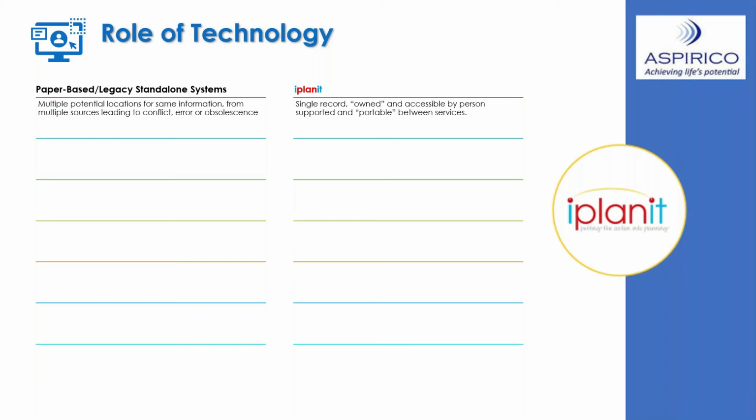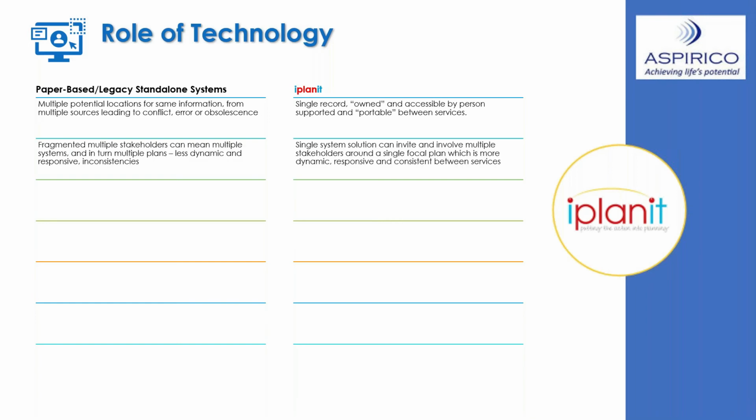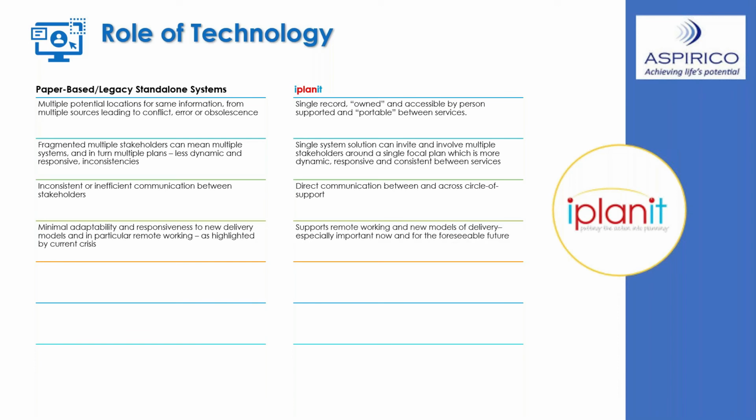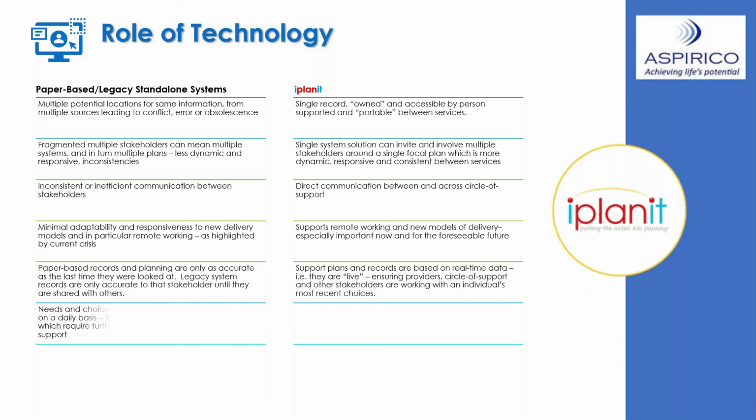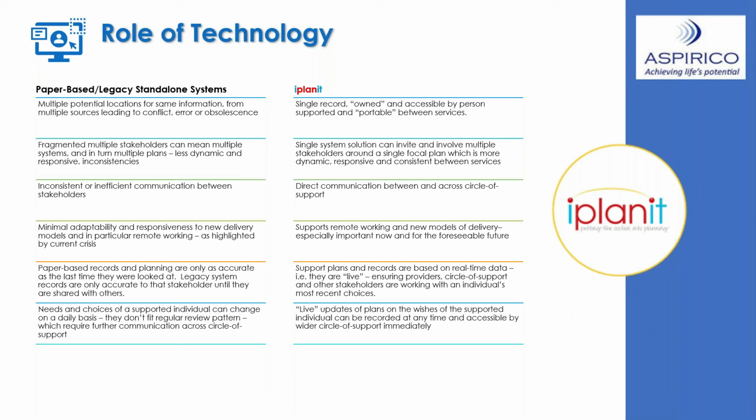This means that it's their support plan. It's not a support plan that fits a provider's particular needs, and then you just have to repeat that information. It means it's portable between various services. Also, iPlanet being a cloud-based system, supported individuals can invite their circle of support into it, to see their records, and it keeps the system live. It's accessible from anywhere, which supports remote working. But also, by having different people involved, it means that outcomes and instructions and activities are consistent between different services. You're not having to repeat information.